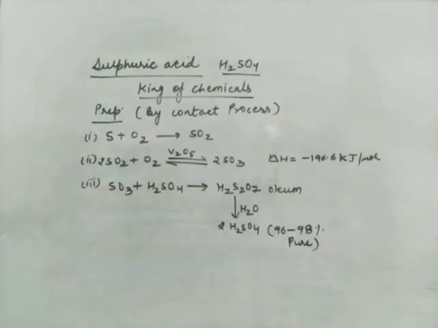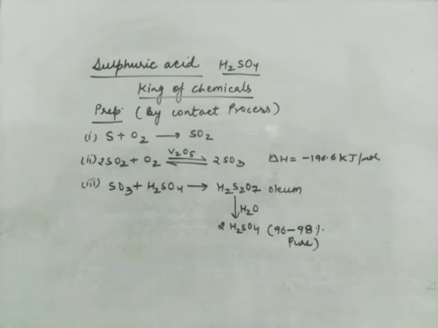Now the next very important compound of sulfur is sulfuric acid. We have seen this compound in our lab also, and we have used this in salt analysis and other reactions. Sulfuric acid is known as the king of chemicals because it is widely used in industries, laboratory work, research work, etc. How to prepare sulfuric acid? It is prepared by the contact process.